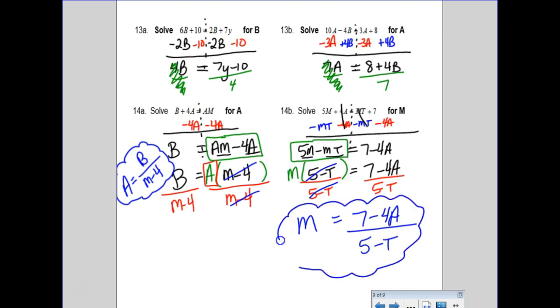I kind of like those manipulation questions because you're not actually solving anything, so you're not computing anything, which means you just got to move terms around and then you're good.